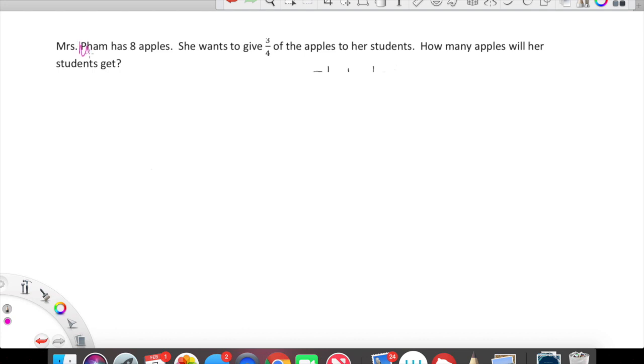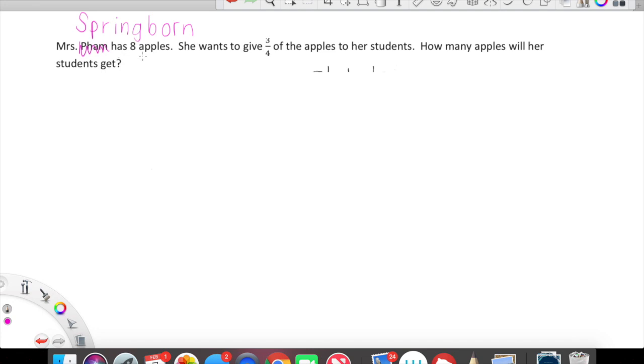Okay, I'm going to change this one up to my dear friend, Mrs. Springborn. Okay, let's read this problem. So now we're getting into a pretty simple version of a word problem.